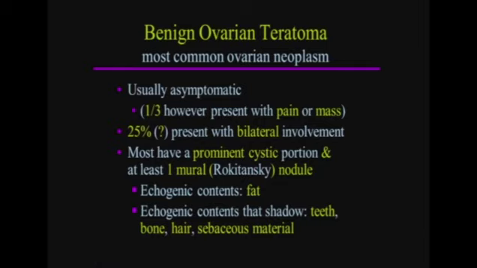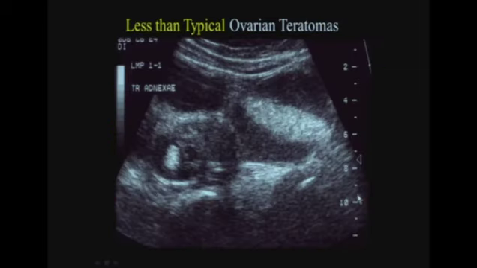Echogenic contents. Maybe fat, echogenic contents that shadow, maybe teeth, bone, hair, and it's said sebaceous material, although I don't know why sebaceous material shadows. These are two less than typical ovarian teratomas. I point to key echogenic structures.